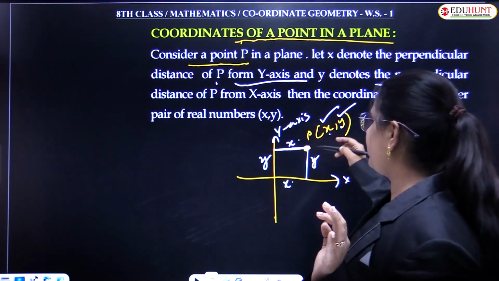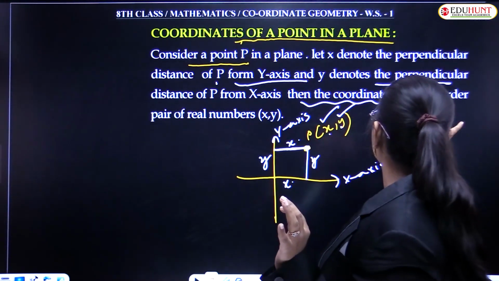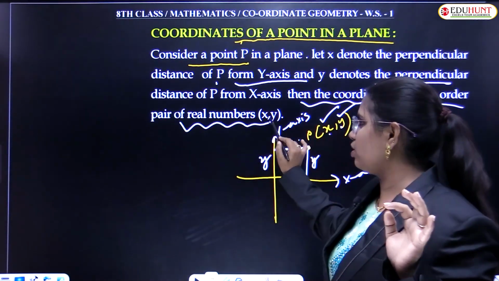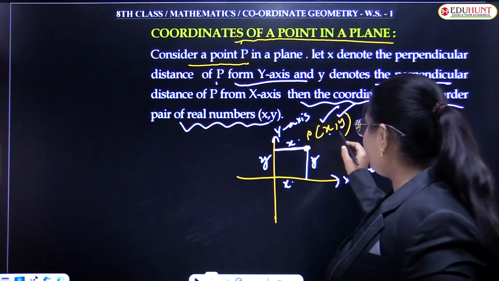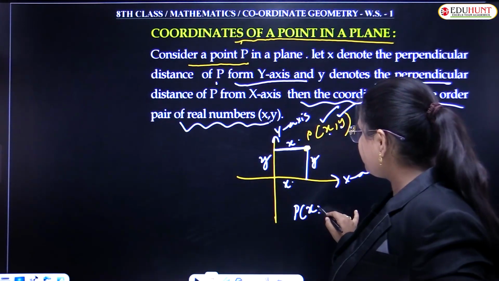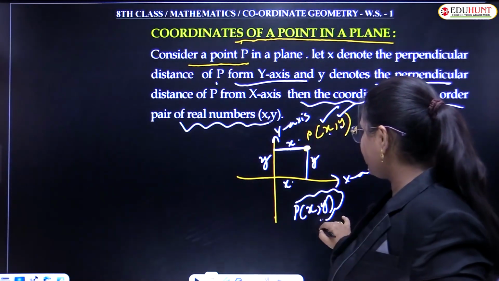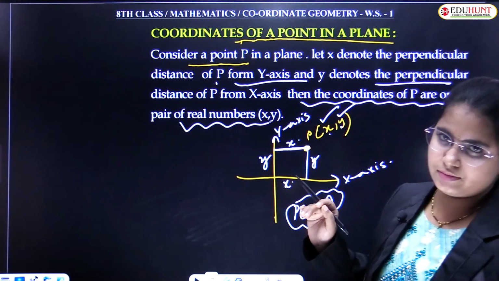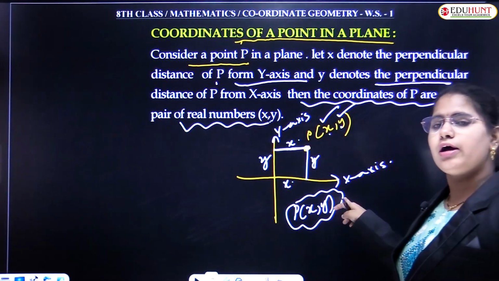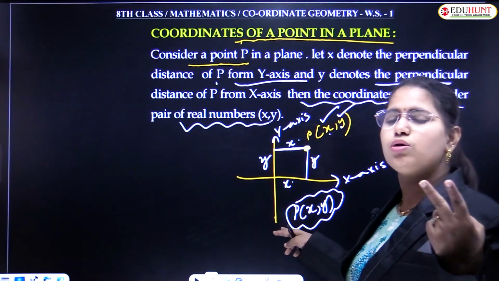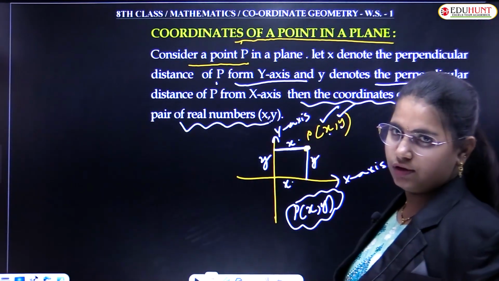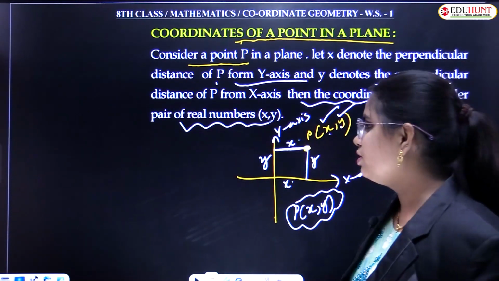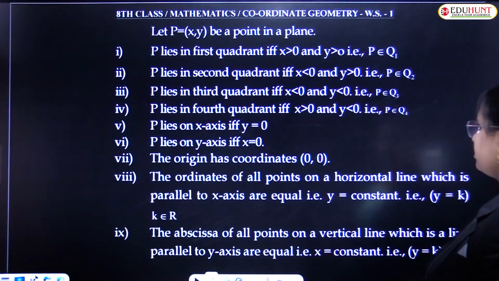So P(x, y), right? Then the coordinates of P are an ordered pair of real numbers x, y. How am I addressing P? It's P(x, y). This P(x, y) is nothing but an ordered pair. It follows an order, and a pair means you have two real numbers, right? So this is how you need to address a point in the coordinate plane. We'll get back to the next topic.